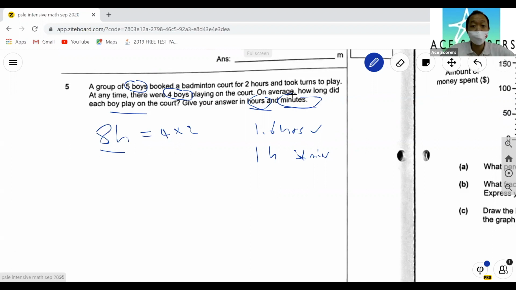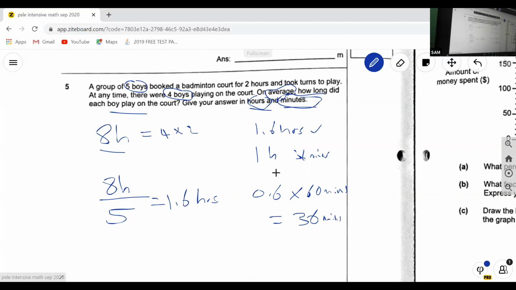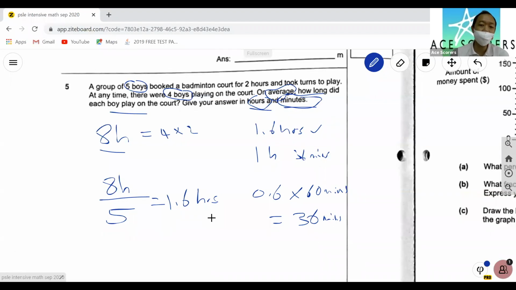So what is the average? Average means total divided by number. So total 8 hours divided by 5 boys, we get 1.6 hours. But here's the fundamental: they want you to convert this to hours and minutes. One whole is 1 hour, and then the 0.6, you just take 0.6 times 60 minutes, which gives you 36 minutes. So it's 1 hour and 36 minutes. It's not a heuristic, but it's fundamental, and also a bit tough.